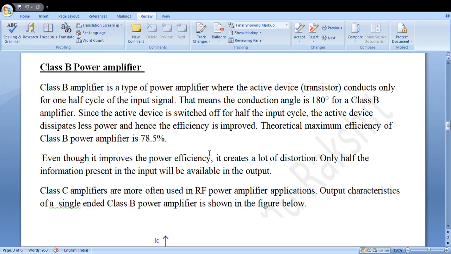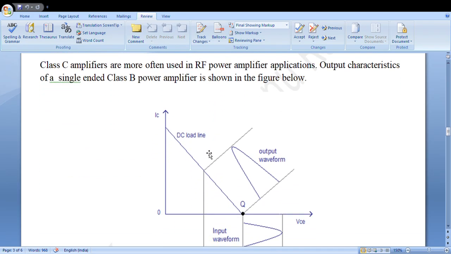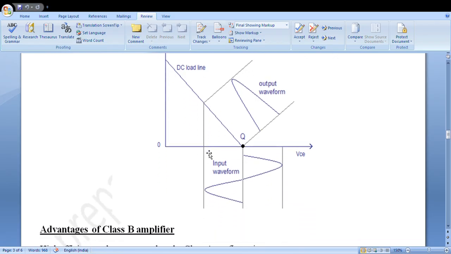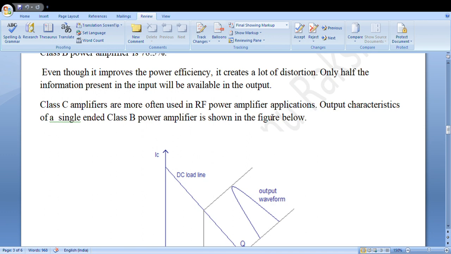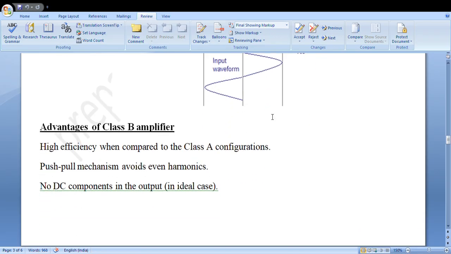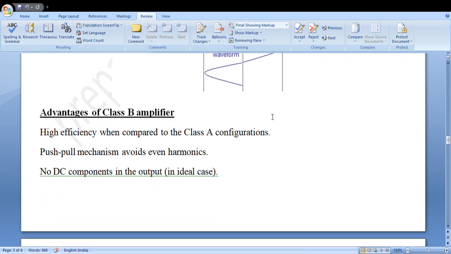What happens in a Class B amplifier? A Class B amplifier conducts for only 180 degrees of the input cycle. You can see in this graph, if I again draw the DC load line of a Class B amplifier, that I have given an AC input, a sinusoidal input, but you are getting an output for only the positive half cycle and the negative half cycle is clipped off. That is why the distortion remains very high in a Class B amplifier, although the efficiency becomes larger than Class A amplifiers. Now let us discuss the advantages of Class B amplifiers.